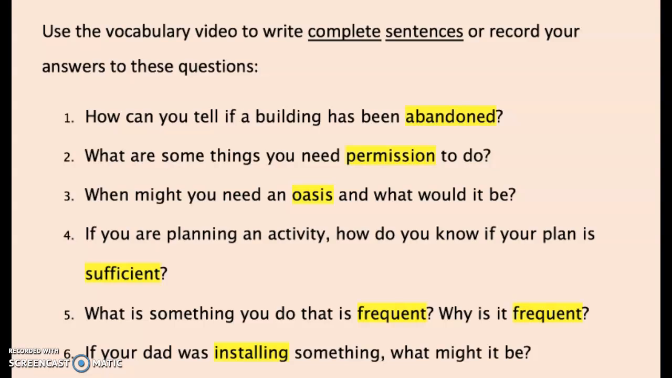The second question is, what are some things you need permission to do? The third question, when might you need an oasis and what would it be?